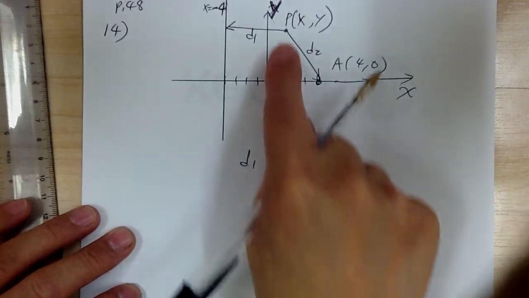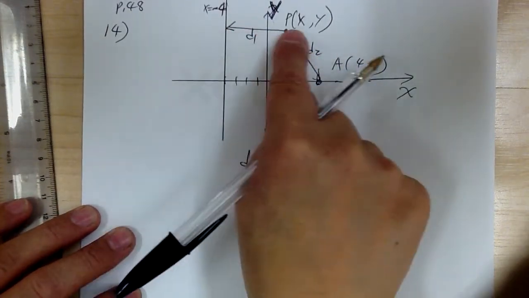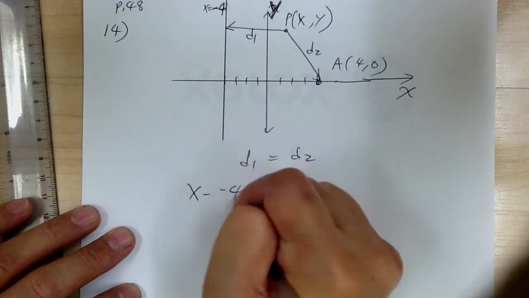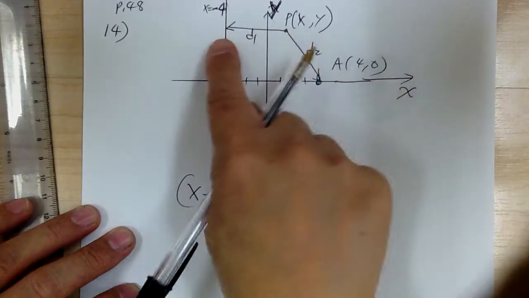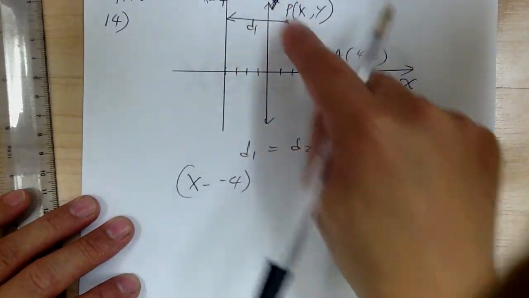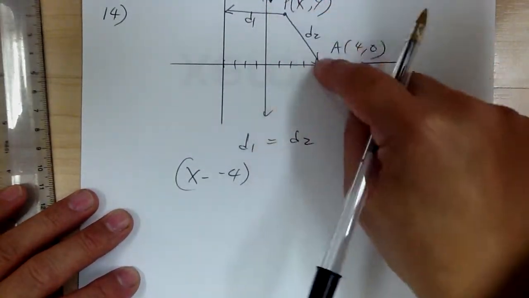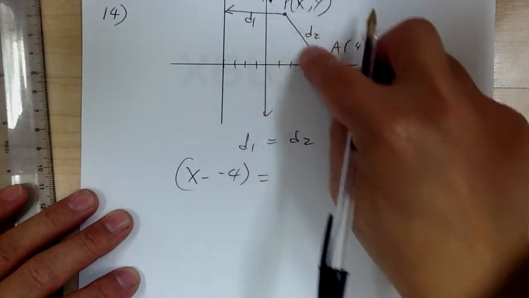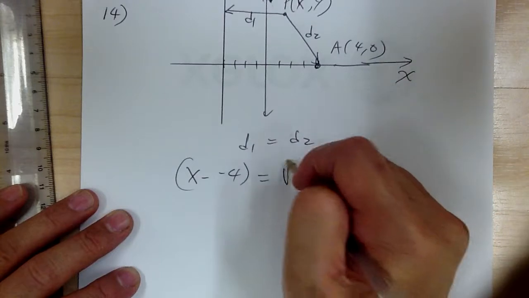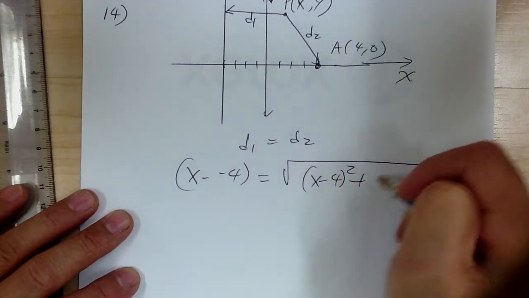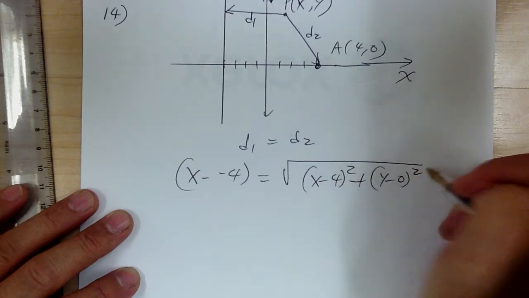So D1 is from here to here. So this is a horizontal distance. So all you need to have is x − (−4). Okay, you don't need to square. You don't have to use a distance formula. That's only for when the distance is slanted. Now this one again is not vertical or horizontal. So that means you have to use the distance formula. So you're going to get √((x − 4)² + (y − 0)²).